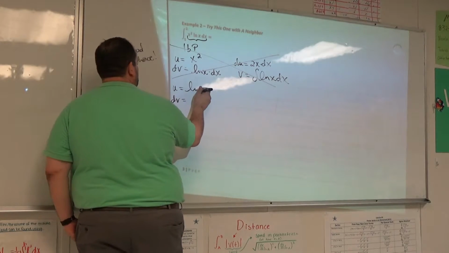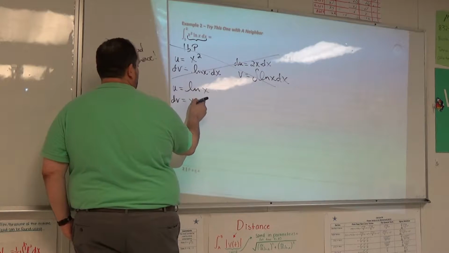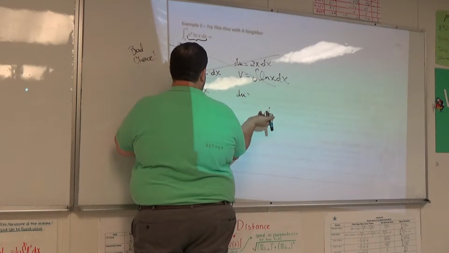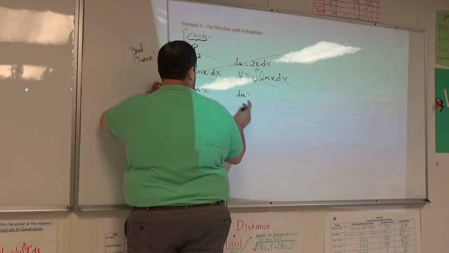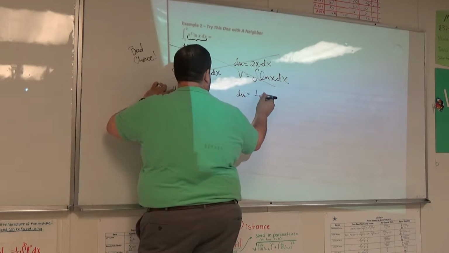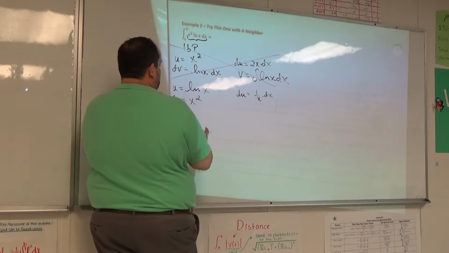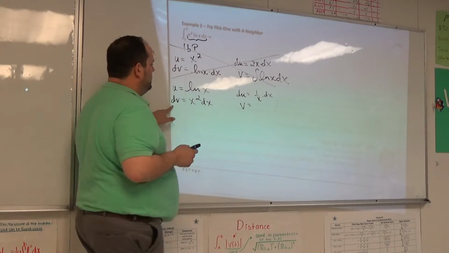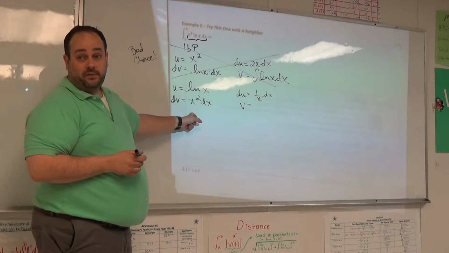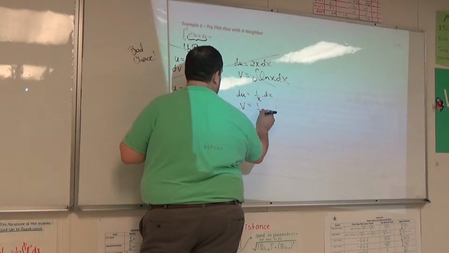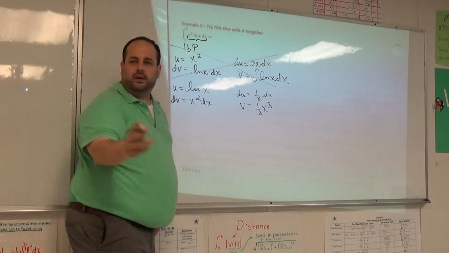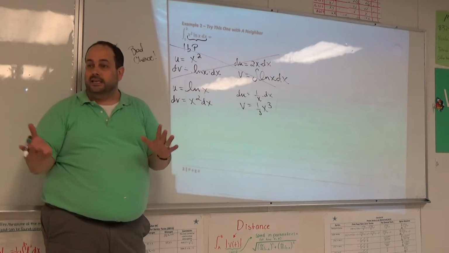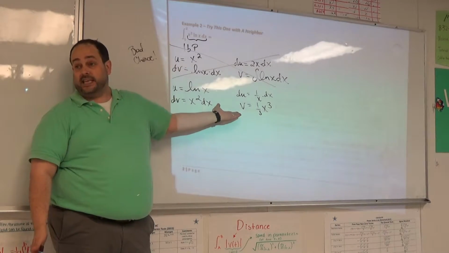So u now is natural log of x. Dv is x squared. Okay, if u is natural log of x, your next step, what's du, Victoria? Du is 1 over x, be careful, dx. If dv is x squared dx, what's v? I need the antiderivative. 1/3 x to the power of 3. And you can do plus c, but we're not going to do plus c. Now, here's the good news. At least I was able to find the antiderivative of the thing that I needed.